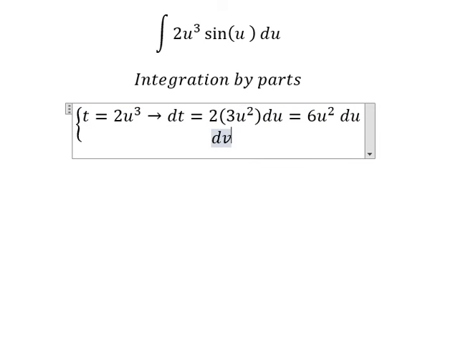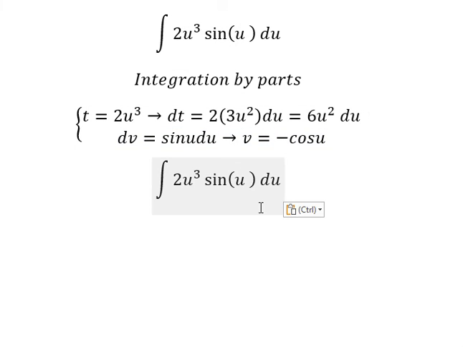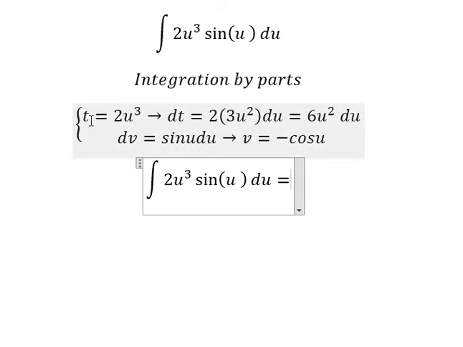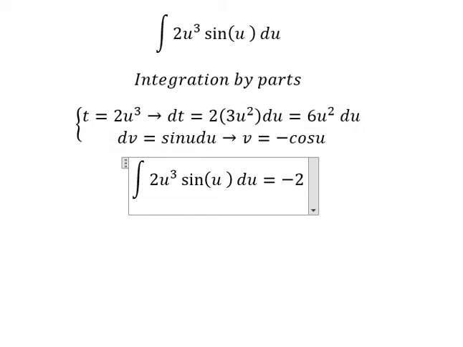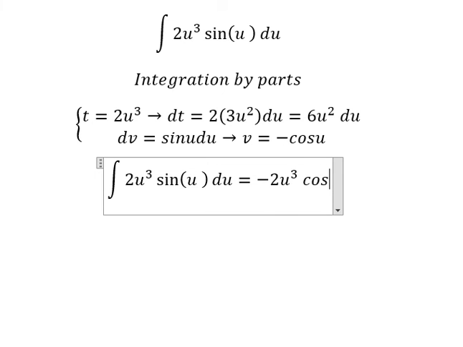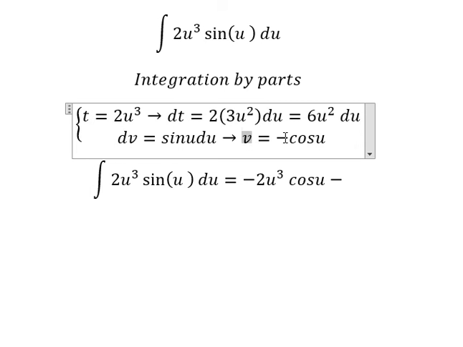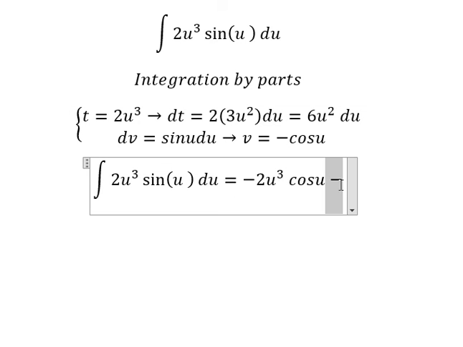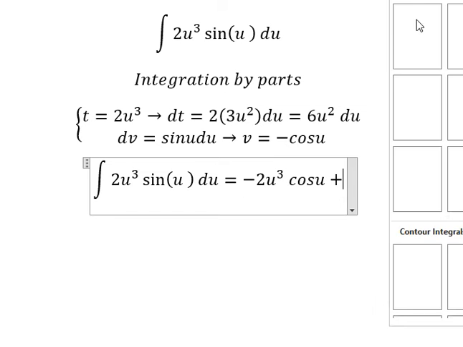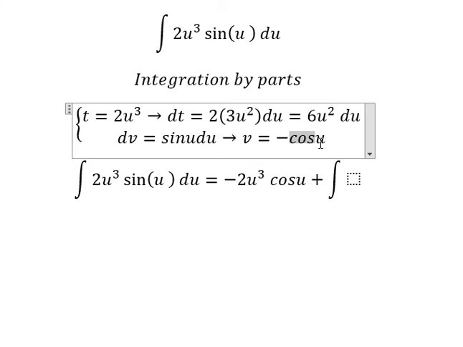Next, dv is sine u du. The integration of sine u is negative cosine u. So we have t multiplied by v, which is negative 2u to the power of 3 cosine u, minus the t multiplied by v. So we have negative and negative, so we have positive. And now we have the integration of this one with this one.